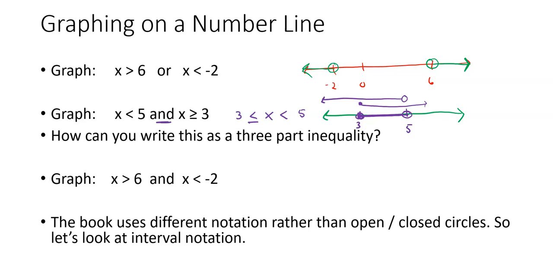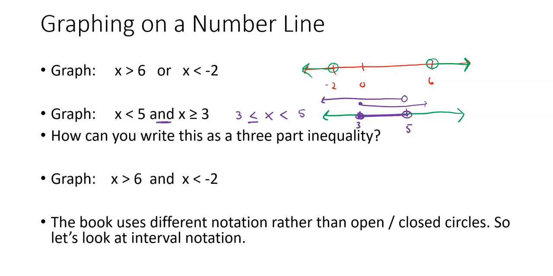For the third one, it says graph x is greater than 6 and less than negative 2. Go back to my drawing that I have up on the top here. This was the graph that I had for the OR. If it says and, then that means it has to satisfy both conditions. So I have to find numbers that are both greater than 6 and less than negative 2.